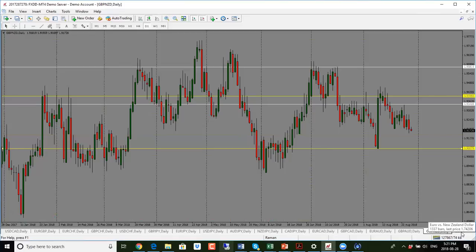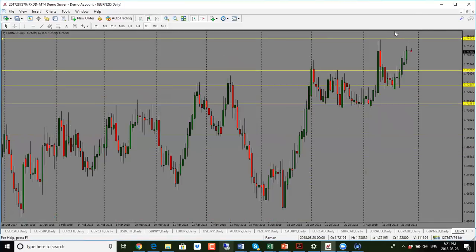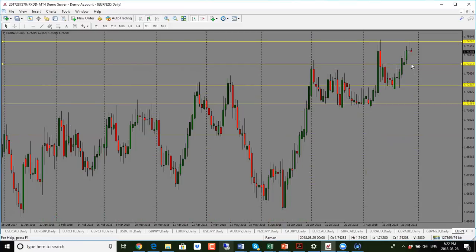1.9050 level. And Euro New Zealand, we have a doji here and looking for price to drop from here. And target here would be 1.7350. So the bias is bearish for Euro New Zealand.